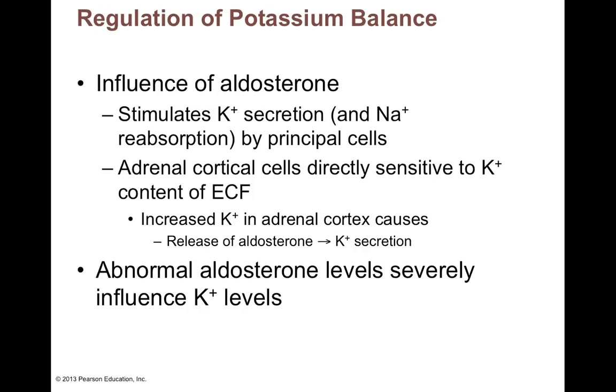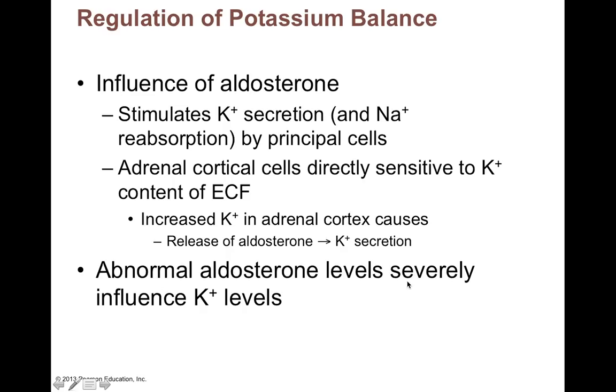So anyways, okay, remember, aldosterone plays a role with potassium balance. And so we said that it stimulates potassium secretion, and it does this by acting on basically the nephrons. And if you guys remember, there's cells that are sensitive to potassium in the adrenal cortex. So if the potassium levels in your body are high, then these cells of your adrenal cortex release aldosterone, and the aldosterone favors potassium secretion and sodium reabsorption.